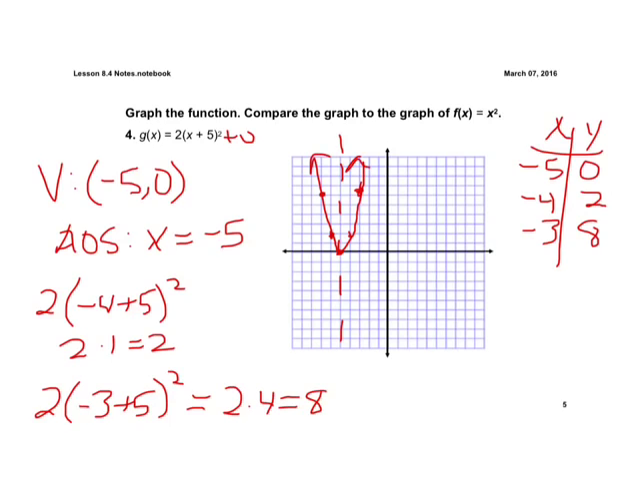Okay, and if we do our checks, it opens up because the 2 is positive. It's a little narrower, so it's a vertical stretch because that 2 is greater than 1. And it moves to the left 5 units.